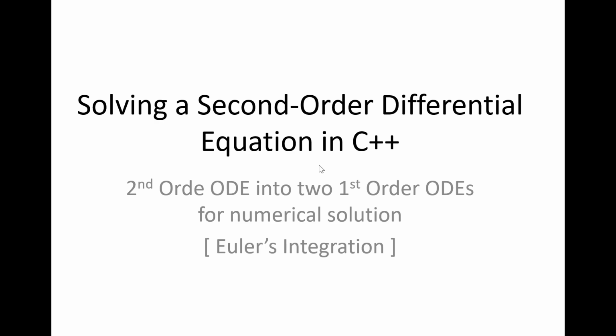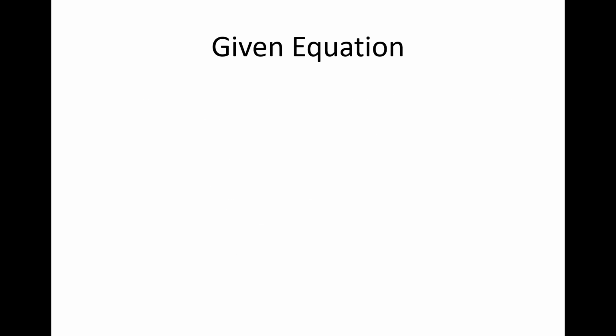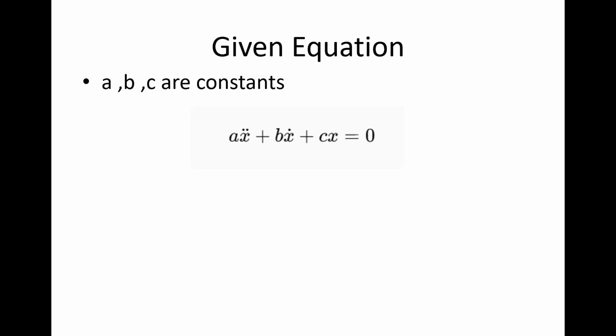Hello everyone, so we will be seeing how we can actually solve a second order differential equation in C++. The strategy will be to use the Euler Integration Method, and how we are going to use this Euler Integration Method is basically we will convert this second order equation into two first order equations. So the equation is a x double dot plus b x dot plus c x is equal to 0. So a, b, c are basically our constants.